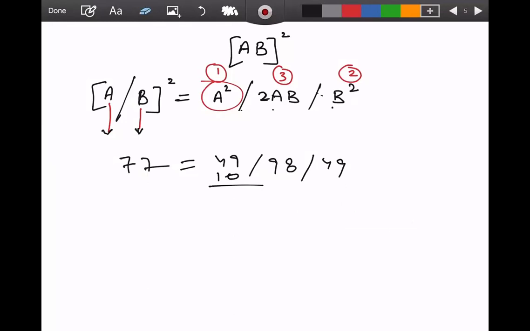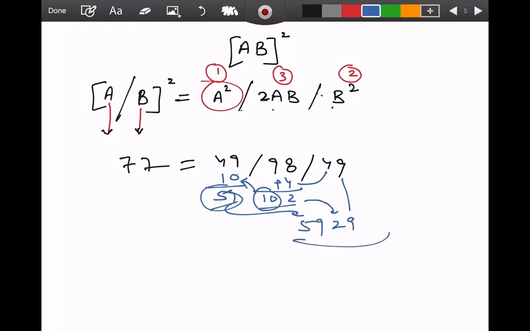So I'll write it properly. 9 comes there, 4 goes there. In your mind, you can do it. 98 plus 4 will be 102, out of which 2 will come here, 10 will go there. So this is basically like this. 2 is here, 10 goes there. And then we have 59, and 59 will come.